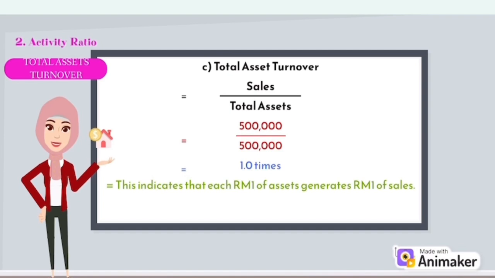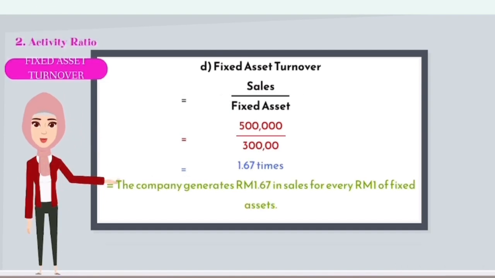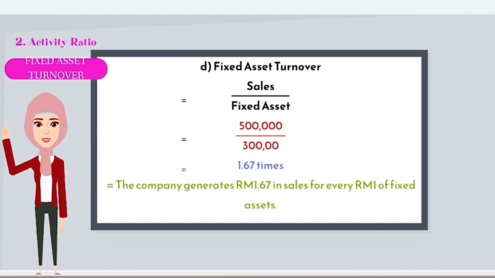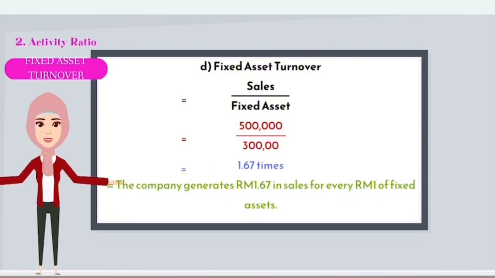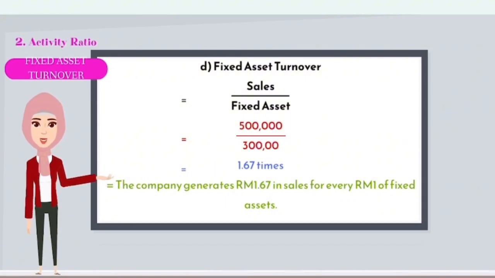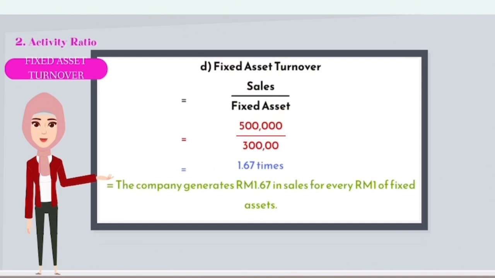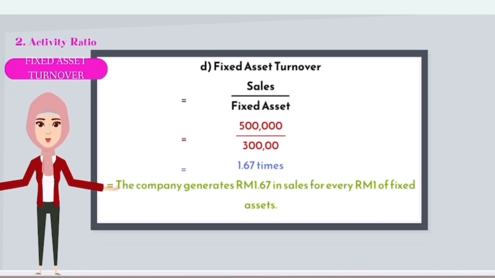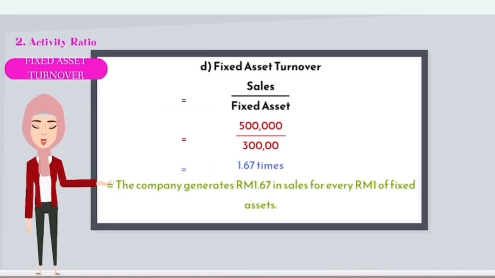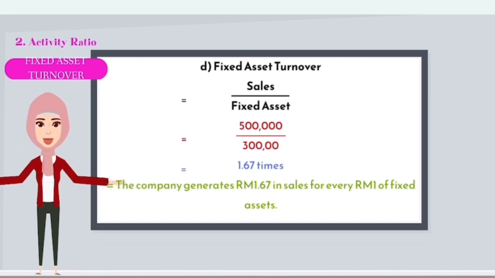Fixed asset turnover ratio. The formula for fixed asset turnover is sales divided by fixed assets. In this case, the company's sales are 500,000 and its fixed assets are 300,000. To calculate the fixed asset turnover ratio, we divide 500,000 by 300,000, which gives 1.67 times. This means the company generates 1 ringgit 67 sen in sales for every ringgit of fixed assets.